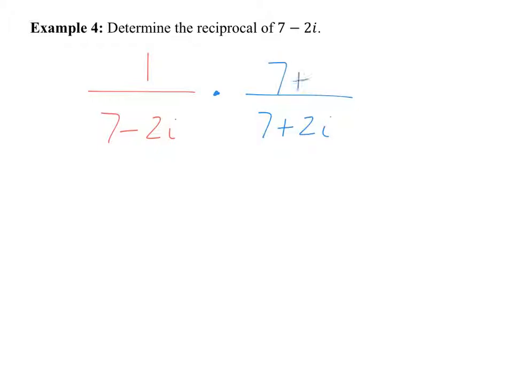We're writing it as 1 over 7 minus 2i because the reciprocal is what we're seeking. And then to get rid of that, or to make the denominator real, we multiply by 7 plus 2i over 7 plus 2i. Whenever you find the reciprocal, the numerator is nice and simple, right?